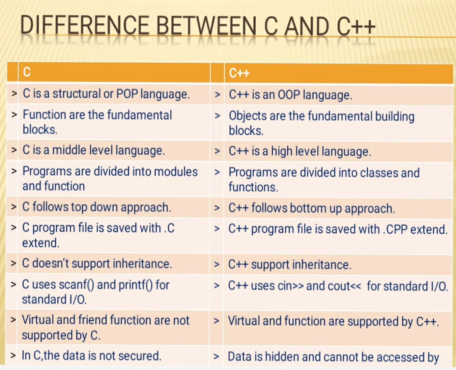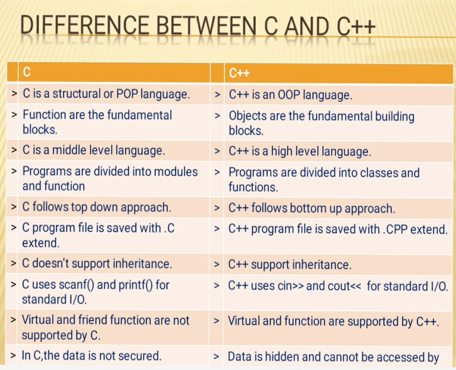Difference between C and C++. C is a structural or POP language. C++ is an OOP language. In C, functions are the fundamental building blocks. In C++, objects are the fundamental building blocks. C is a middle-level language. C++ is a high-level language. C programs are divided into modules and functions. C++ programs are divided into classes and functions.